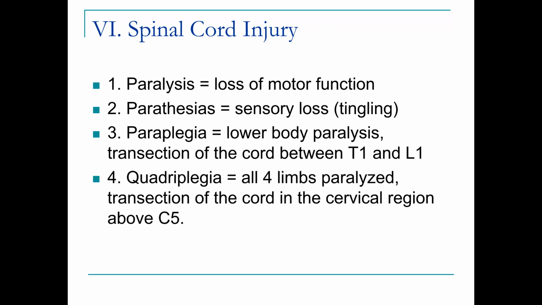Quadriplegia, all four limbs are paralyzed, is transection of the cord in the cervical region above C5, depending on how high up the cord gets transected. C3, 4, and 5 are what keep the diaphragm alive. If you remember that little jingle, it actually got me a point on attending rounds in physical medicine and rehabilitation, because that's one of their concerns. They see a lot of paraplegics and quadriplegics, so what innervates the diaphragm matters. So 3, 4, and 5 keep the diaphragm alive.